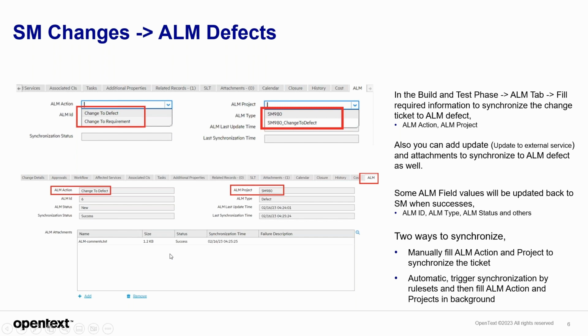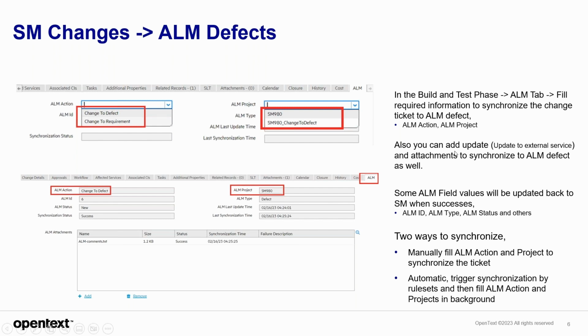If you would like to synchronize the attachments from Service Manager to ALM, first, please make sure the attachments are available in the change attachments. So when you click the add action in the ALM attachment area, it will launch a page to show all attachments in this change, and then you can choose the attachment which you want to synchronize from Service Manager to ALM. So this is the ALM attachment area.